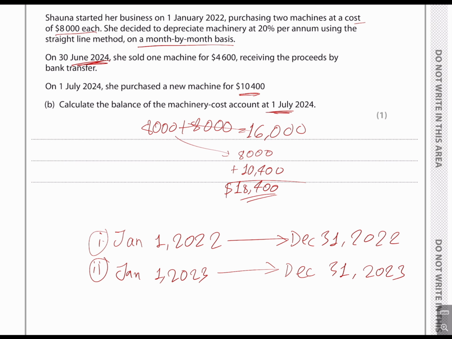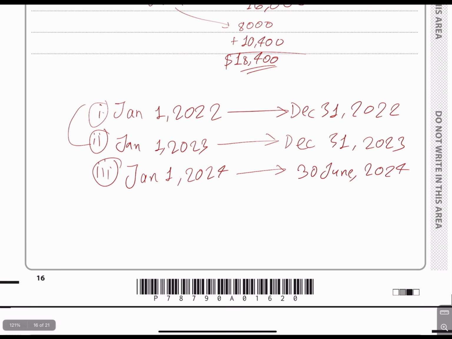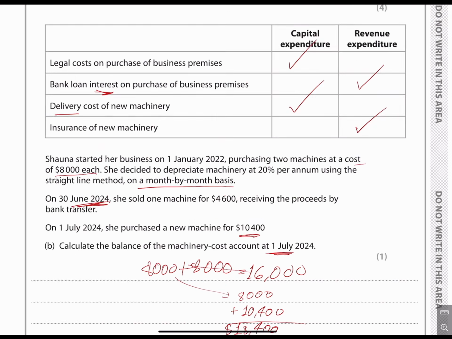She sold it at 30 June 2024. So we'll just keep on doing this till the asset was sold. On number 3, Jan 1 2024, but it was sold when? On 30 June 2024. So an entire 2 years was used, right? As it is straight line, our formula is cost into given percentage, right?